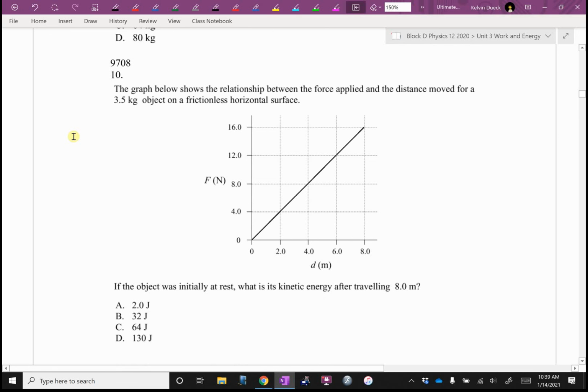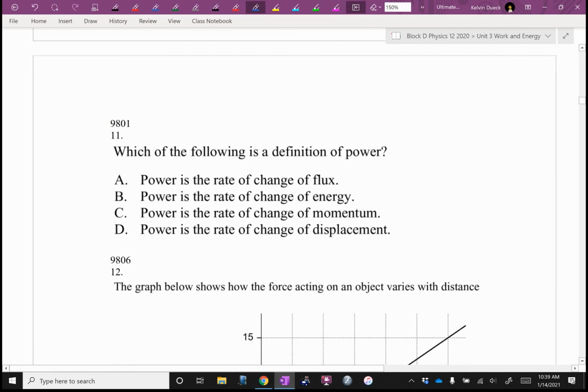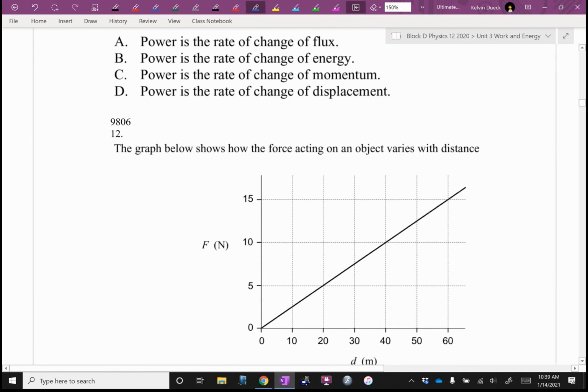Did I give you 10? Yeah. Asking you for its kinetic energy. Really, it's saying how much work. It's the area underneath that triangle. 11 is good. I gave you 12 last time, yes? Yep.